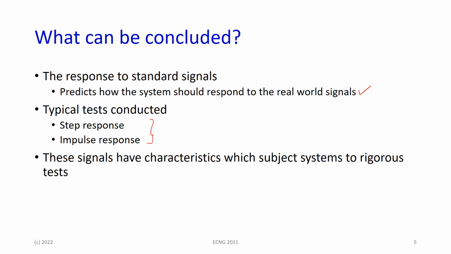And these particular signals test the system very rigorously. When you do a step response or an impulse response on a system, that is a point when the system will fail. And when it fails, you could see what caused the failure, and then you could go forward from that point.